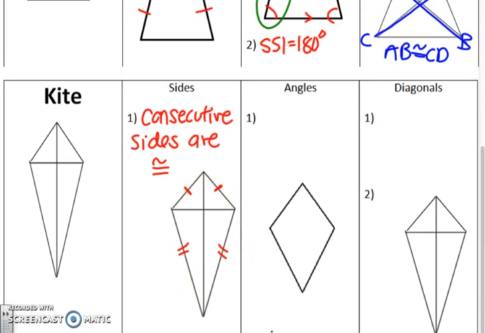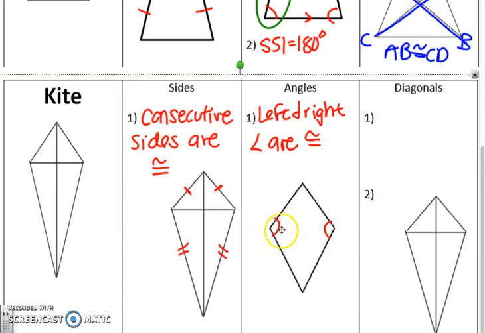The angles, the left and the right angle are congruent. Okay, so this left angle and this right angle are congruent, okay, but not the top and the bottom. Okay, so the whole left angle, the whole right angle are congruent. Okay, the diagonals, we've got a couple things going on.